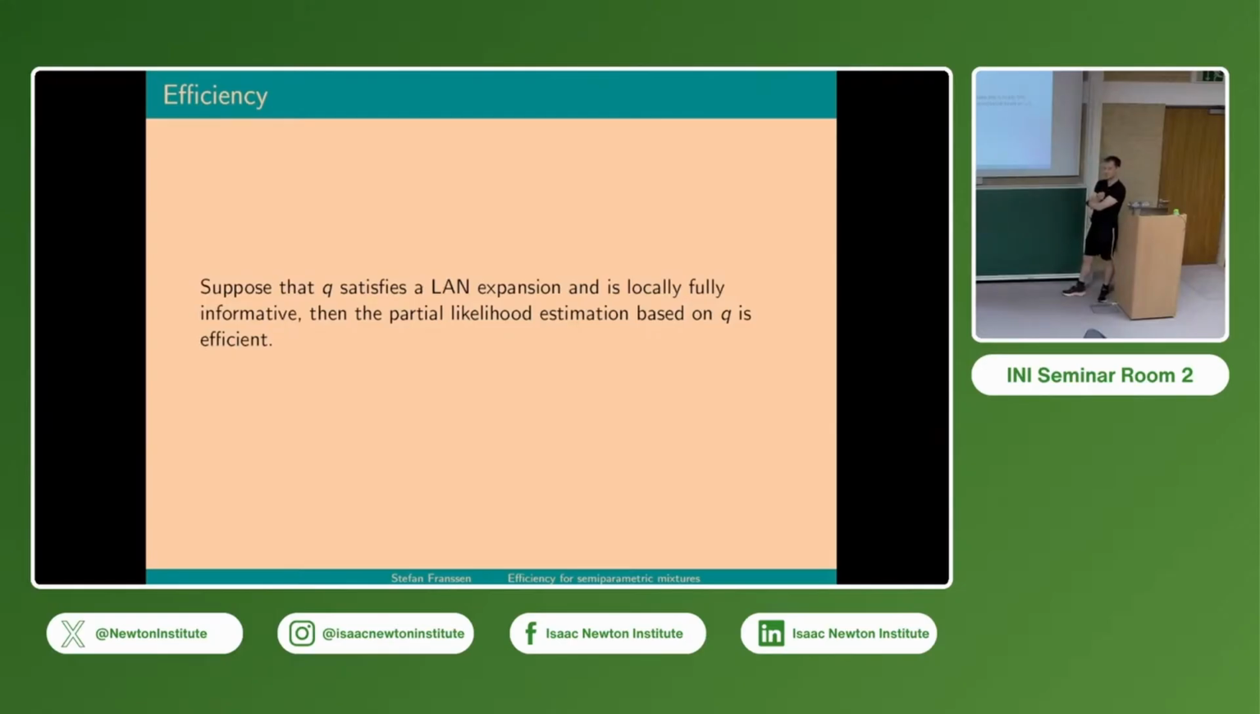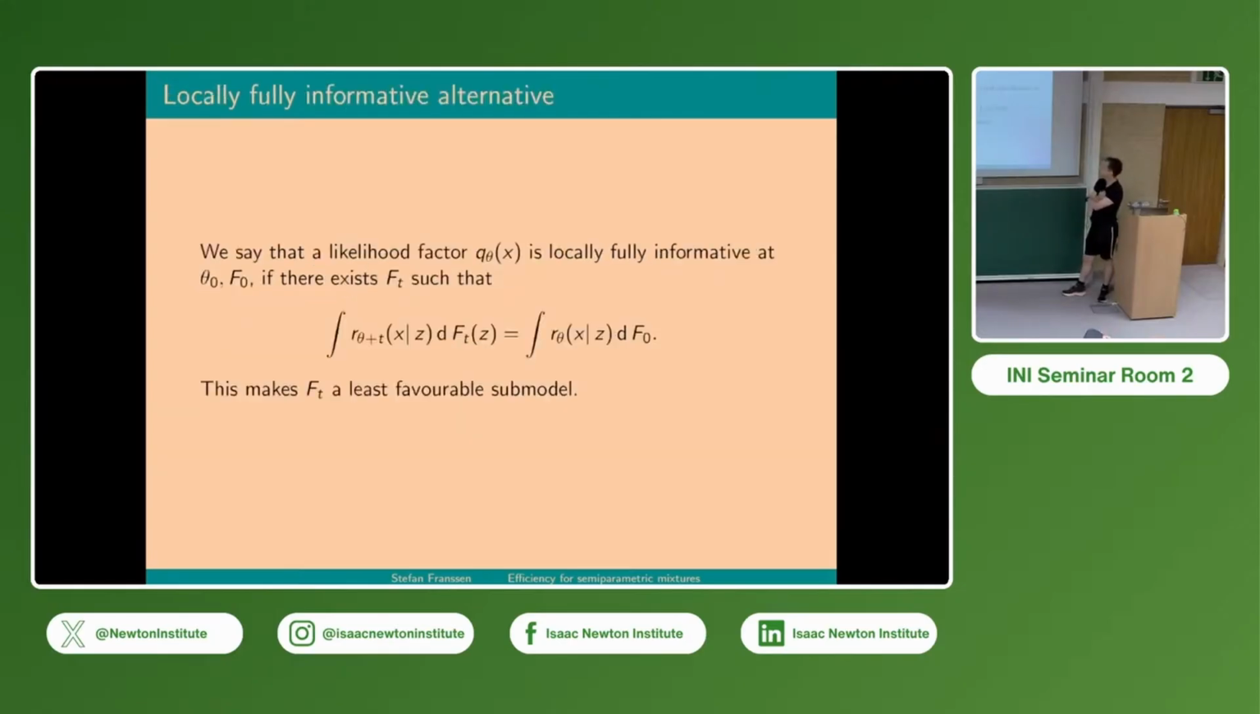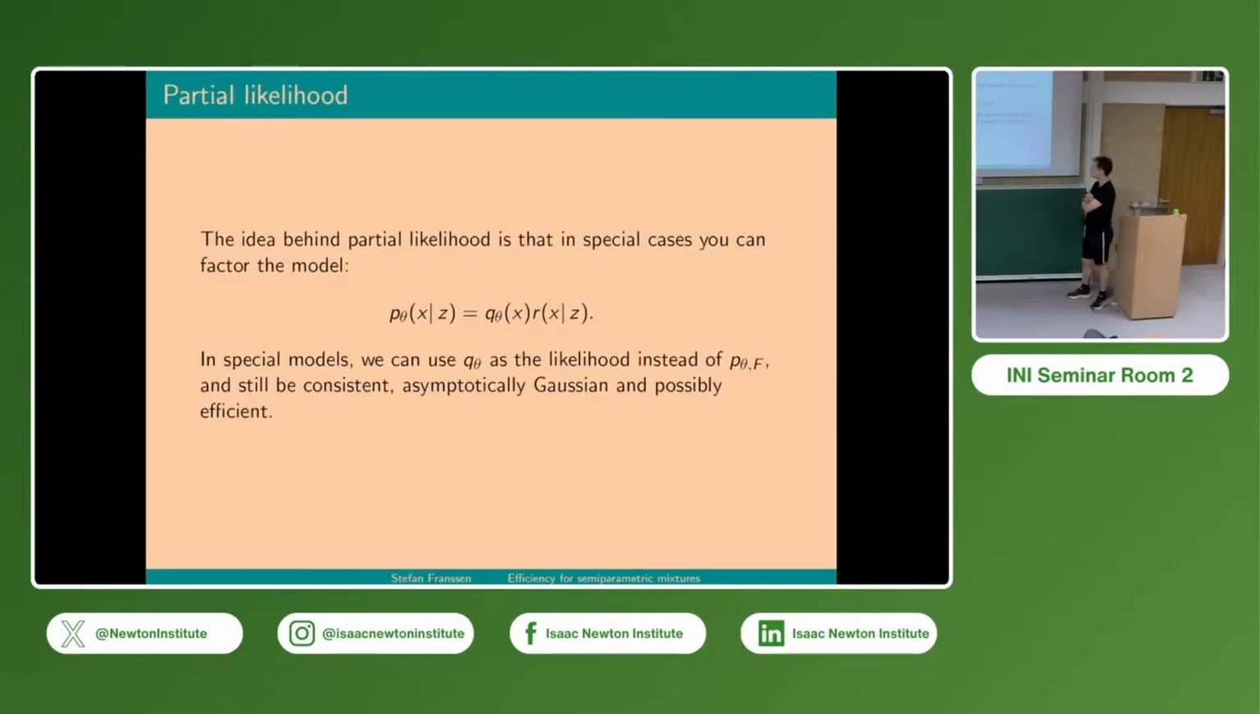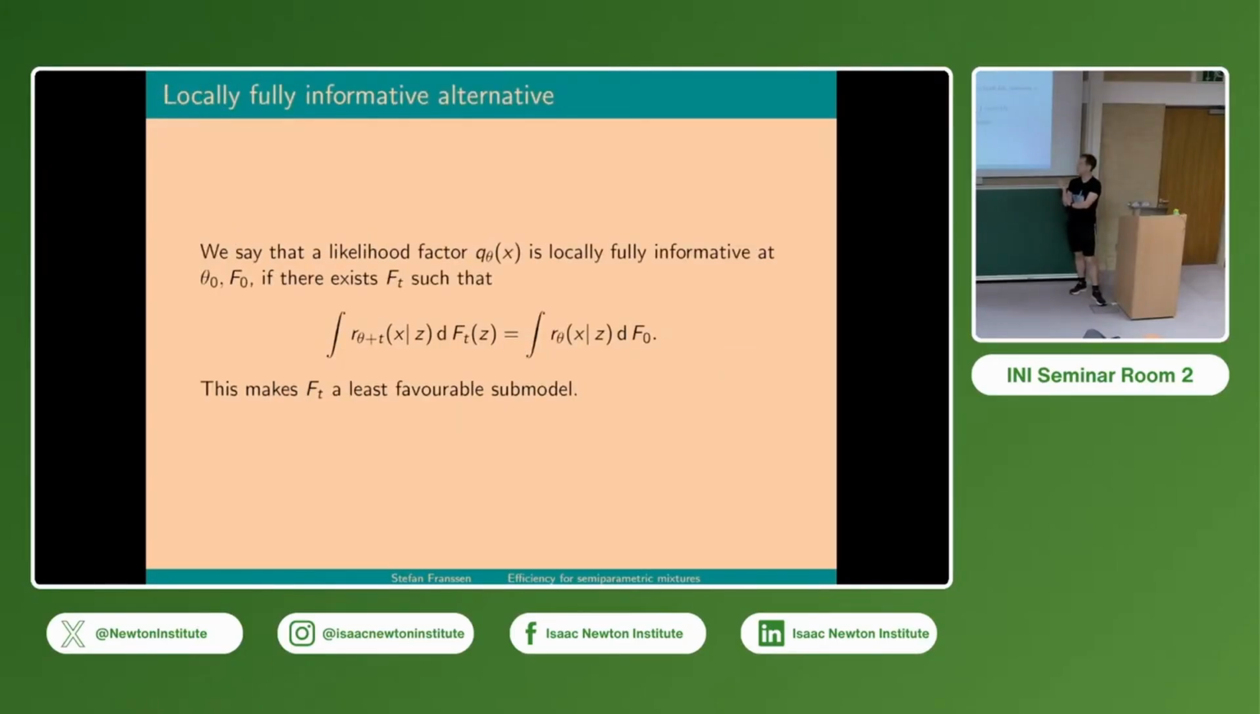Yes? Before, when you wrote down R, it didn't depend upon theta. Yeah, as I said, that was a typo. Okay, but that's the entire point. If you fix the typo, the theta dependence should be in R, it's trivial. You need to put something extra. So the extra thing is that you need to be locally fully informative, and then you are efficient.